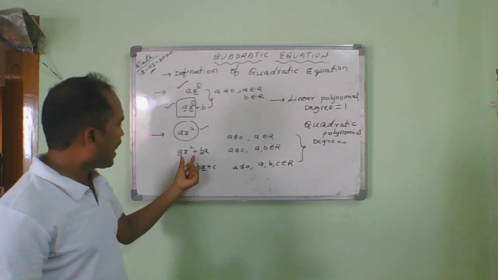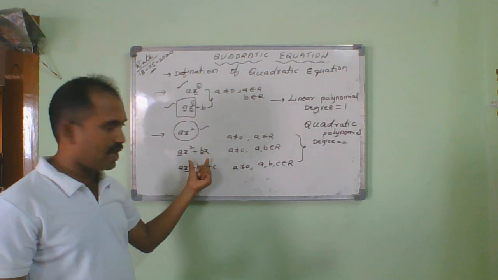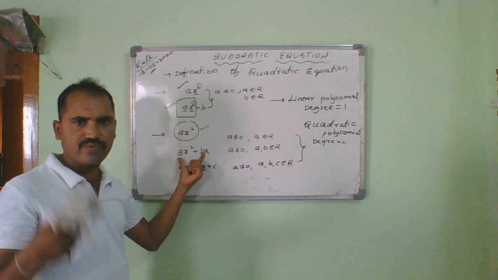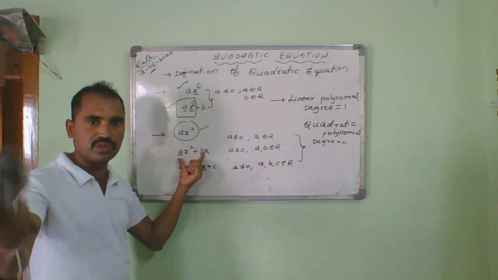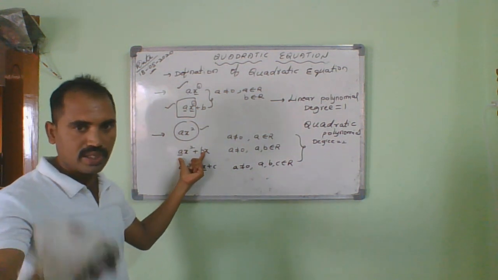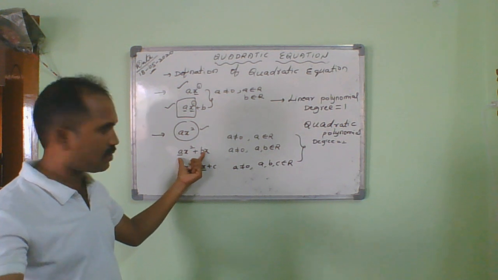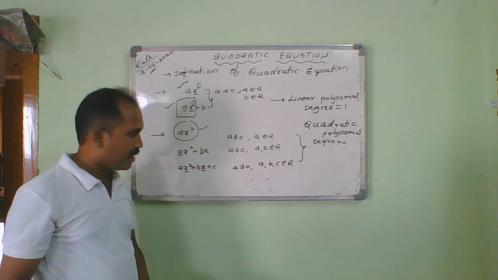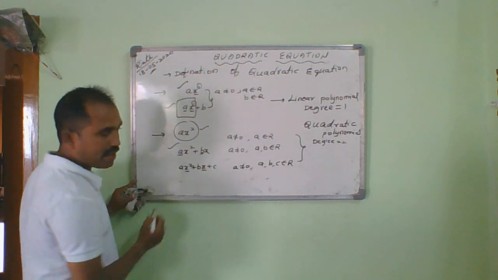Next one is ax square plus bx. How many terms do you have here? Two terms are there. But the thing is, even if you have one term, two terms or three terms, you should look at the highest power of the variable, whether we have the 2 or not. If you have the 2, we'll call it a quadratic polynomial. Here also it's called a quadratic polynomial.